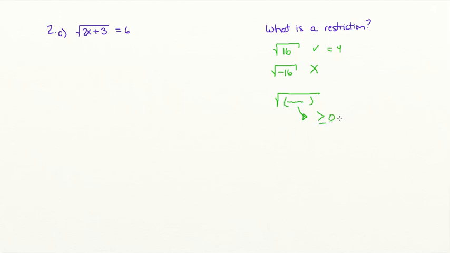So let's do 2c. The number, whatever is underneath the root, has to be greater than or equal to 0. So I'm just going to take the stuff underneath the root. I'm going to ignore the rest of the question right now. So I have 2x plus 3. That has to be greater than or equal to 0. Subtract 3 from both sides. Divide both sides by 2. The restriction is x has to be greater than or equal to negative 3/2 for this to work.